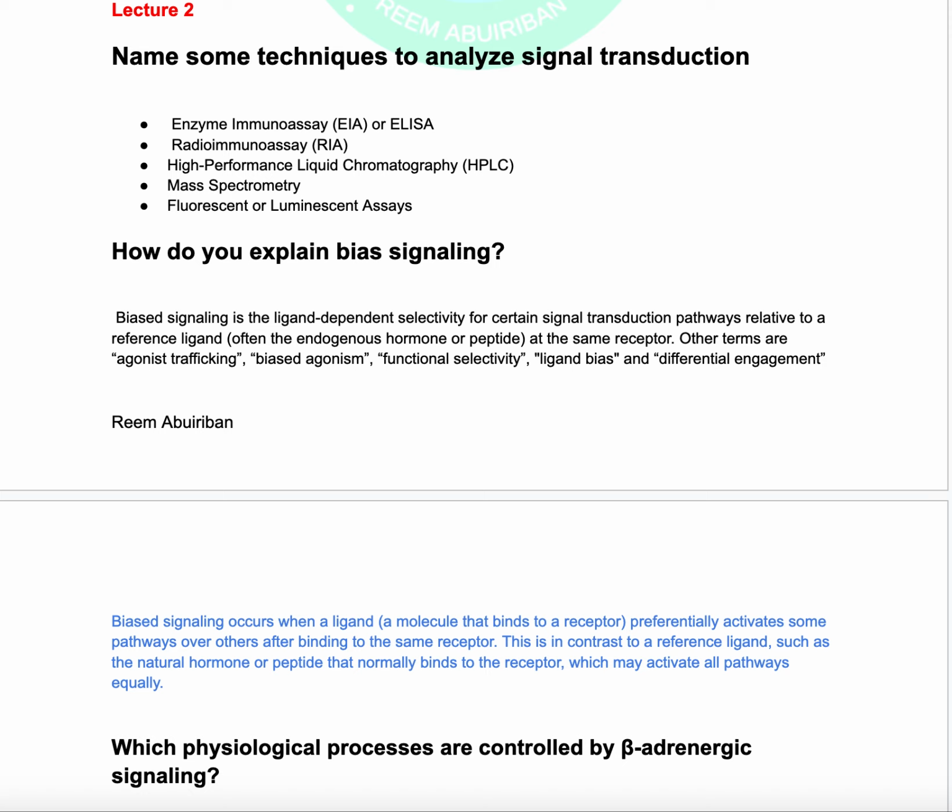And I will start with lecture 2 of signaling. Name some techniques to analyze the signal transduction. The first one is enzyme immunoassay, which is known as ELISA, radioimmunoassay, high performance liquid chromatography, mass spectrometry, and the fluorescent or luminescent assay. So these are the techniques we use to analyze the signal transduction.